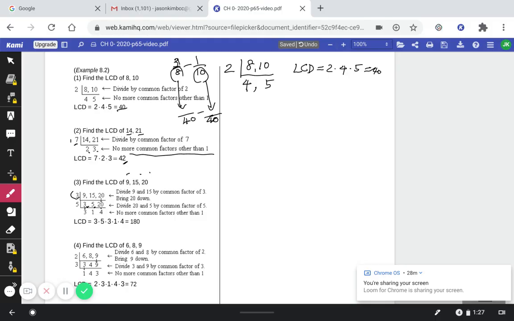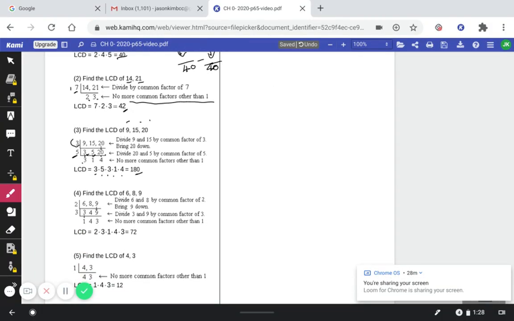Now you have a common factor, not all 3, but 5 and 20 have 5 as a common factor. Obviously, 3 is not divisible by 5, so you just write 3. 5 divided by 5 is 1. 20 divided by 5 is 4. So you end up with 3, 5, 3, 1, 4. So you multiply 3 times 5 times 3 times 1 times 4. You end up with 180 as the LCD.